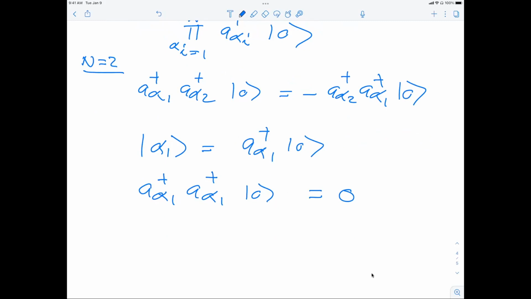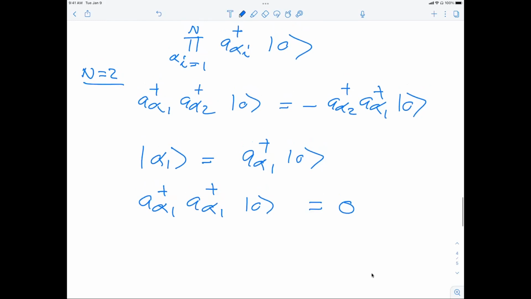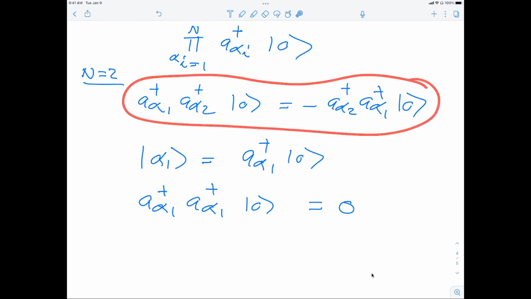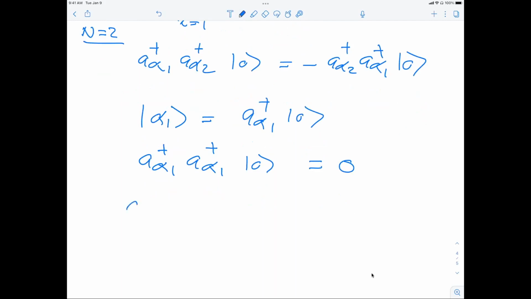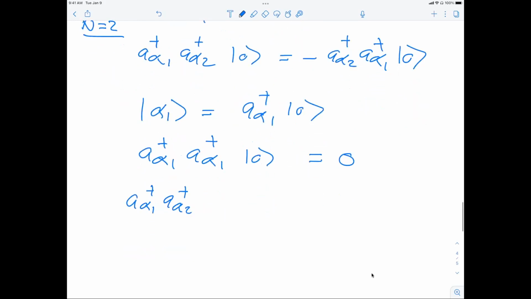Now you can see then if you combine this relation here, so if you now take this relation and you simply just rewrite it, so the definition which we have put in, so if I just rewrite a alpha 1 dagger, a alpha 2 dagger, and I just shift over to the right-hand side the term which you have on the left-hand side, I get plus a alpha 2 dagger, a alpha 1 dagger acting on 0, and that is equal to 0.